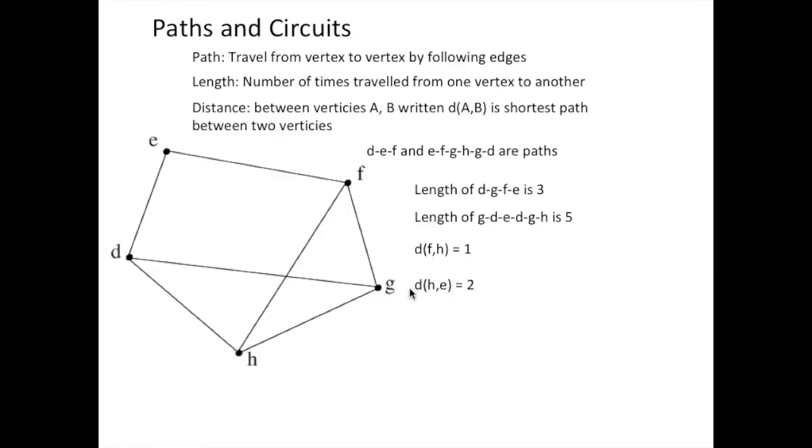The distance from H to E, however, is not 1. Notice the only way to get to it is I can go this way and then that way, or I could go to G, then F to E. The shortest distance is going to be H to D to E or H to F to E. In either case, it's 2. The shortest distance is 2.